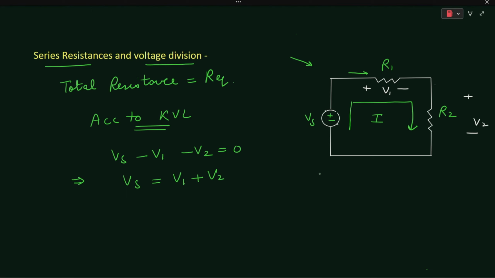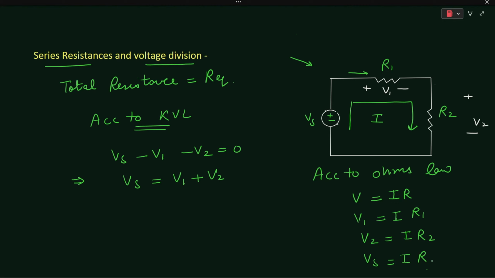So we know that according to Ohm's law, V is equal to IR, okay. So V1 will be equal to I into the resistor R1, okay. Similarly, V2 will also be equal to I into R2. And Vs will be equal to I into the total resistance, which is R equivalent.